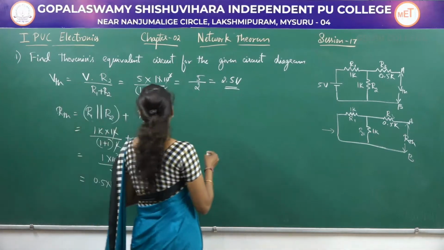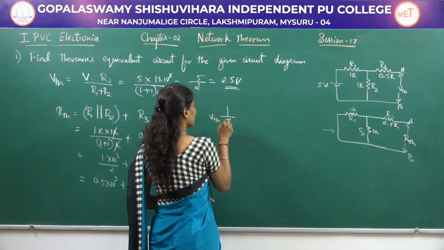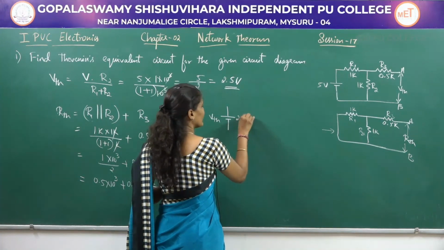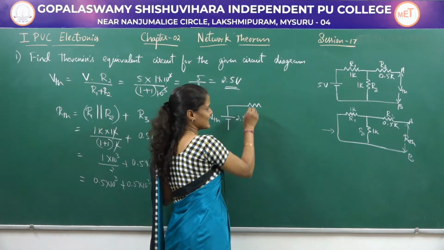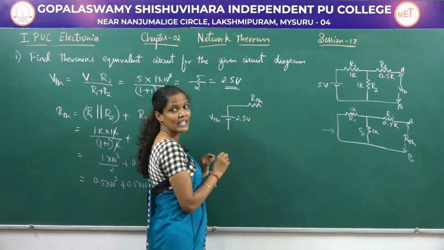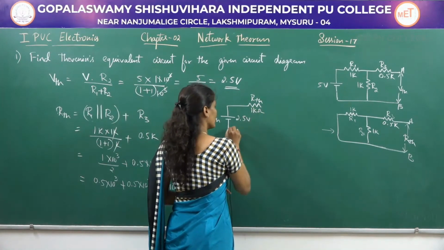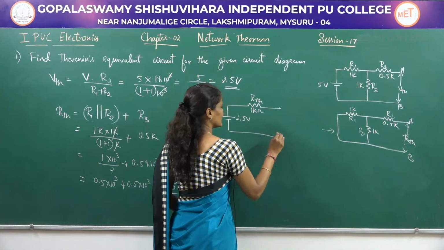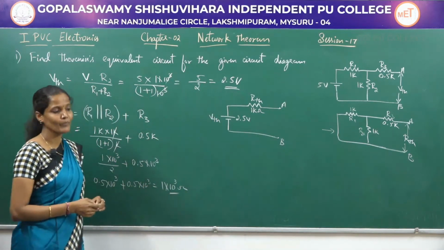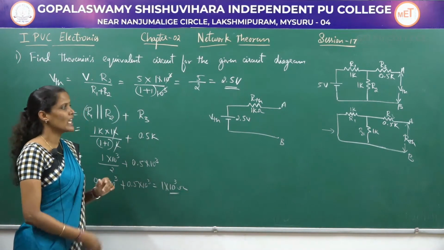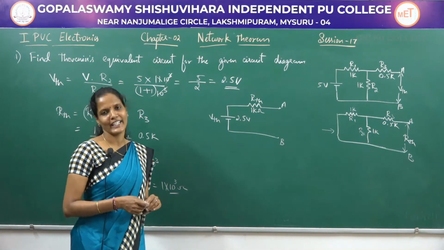So, the Thevenin's equivalent circuit is like this. This is the VThevenin whose value is equal to 2.5 volts. For that VThevenin, we will have a resistance connected in series, and that resistance will be named RThevenin, whose value is equal to 1 kilo ohms. So, this is the Thevenin's equivalent circuit for this particular circuit diagram, where VThevenin is 2.5 volts and RThevenin is 1 kilo ohms. Clear? Now, we will move on to the next problem.